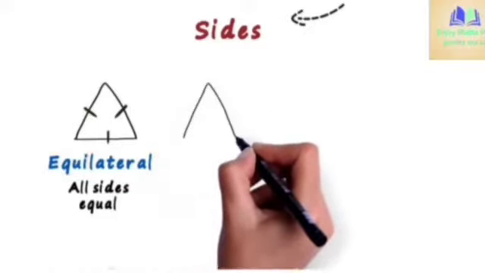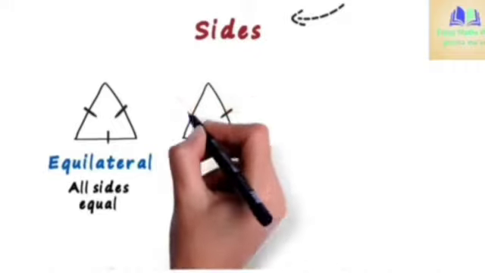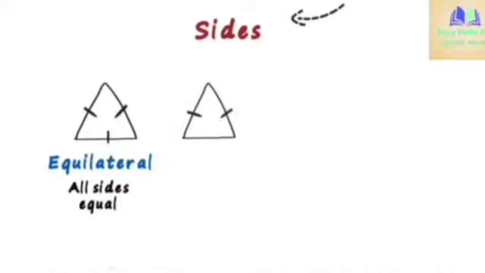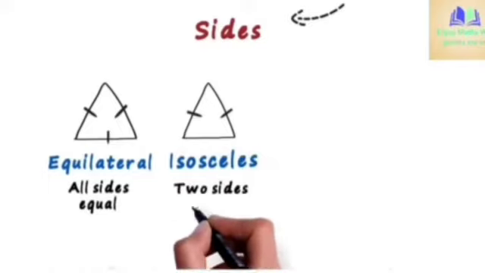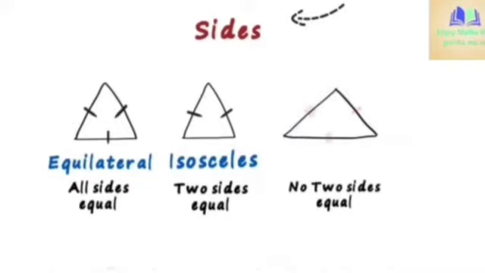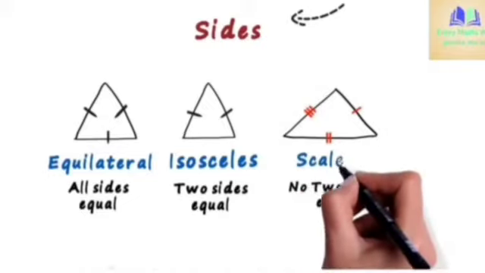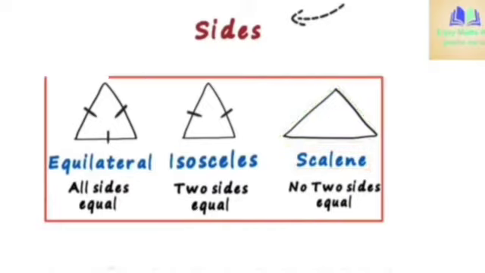The other kind of triangle is a triangle which has two sides equal. See these two sides. Such triangles are called isosceles triangles. Any two of the three sides can be equal. And the third type of triangle is the one in which no two sides are equal. Such triangles are called scalene triangles. Remember, the length of each side of a scalene triangle is different from the others. So, this was the classification of triangles based on sides.